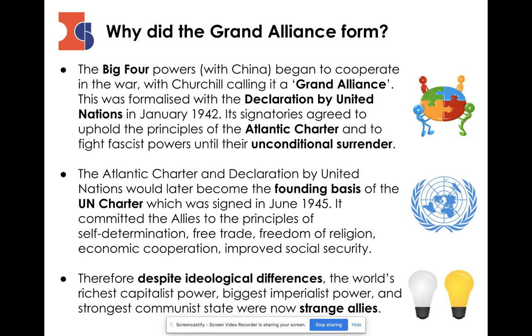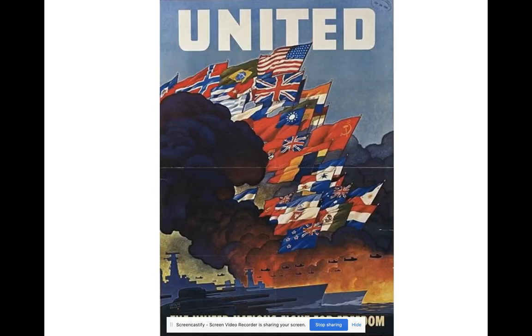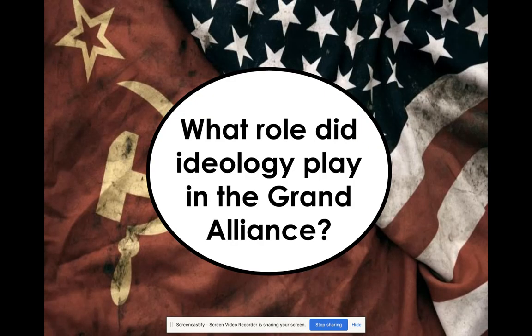How we get to Cold War is the basis of the next lesson. So, what role did ideology play in the Grand Alliance? Well, it didn't force them together. It was Hitler that forced them together, but it did set some underlying tensions between the allies. And we're going to see how ideology drove them to take different perspectives on issues during World War II and after the war as well.